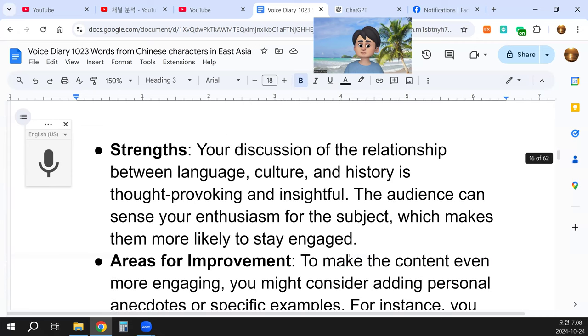Engagement and appeal, strengths. Your discussion of the relationship between language, culture, and history is thought-provoking and insightful. The audience can sense your enthusiasm for the subject, which makes them more likely to stay engaged.